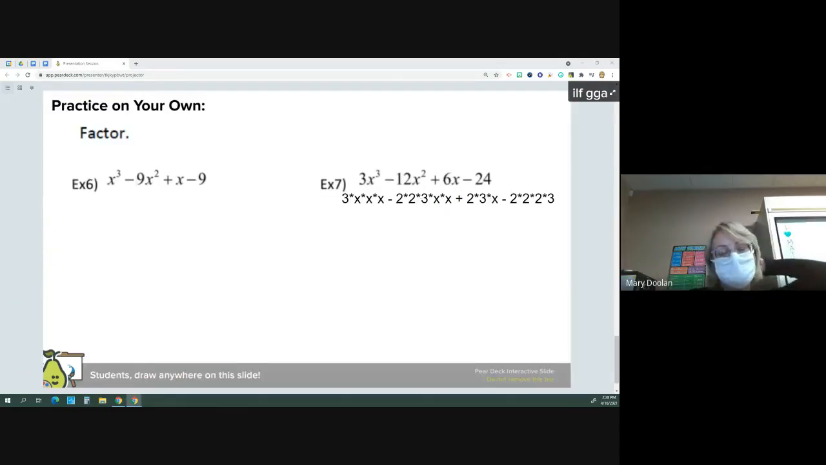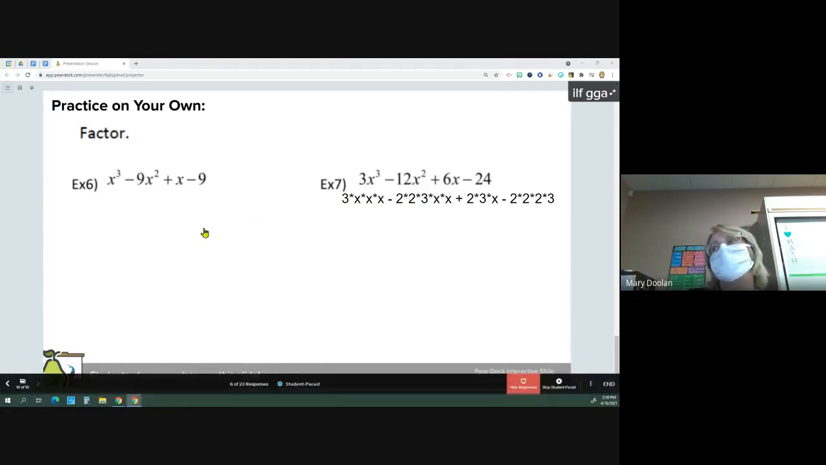And that right now is just if you were to take example 7 and expand each of those terms into prime factors. Okay, 3x cubed is 3 times x times x times x. 12x squared is 2 times 2 times 3 times x times x. 6x is 2 times 3 times x. And 24 is 2 times 2 times 2 times 3. And then you can see there is a common factor that they all four have in common. So you want to factor that out first.